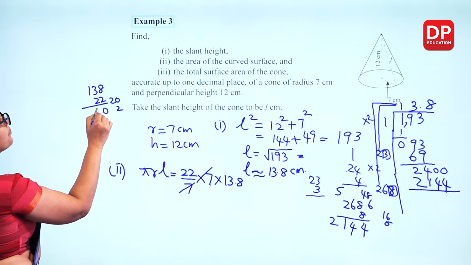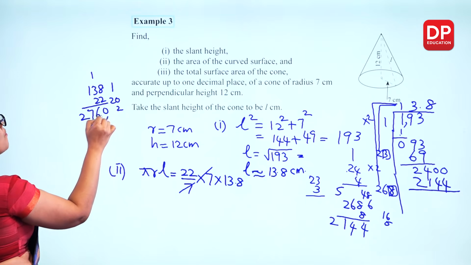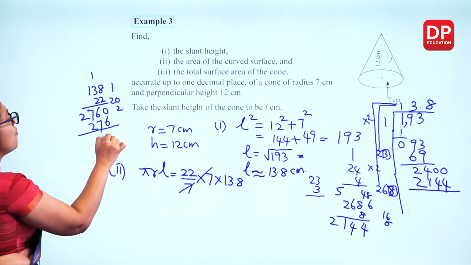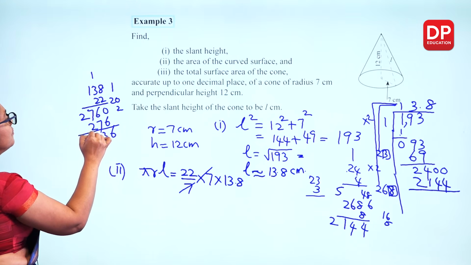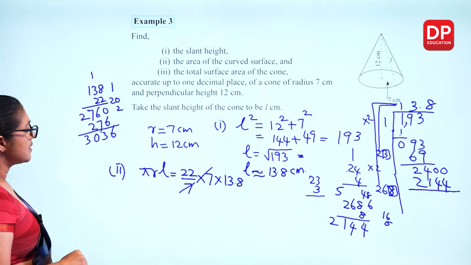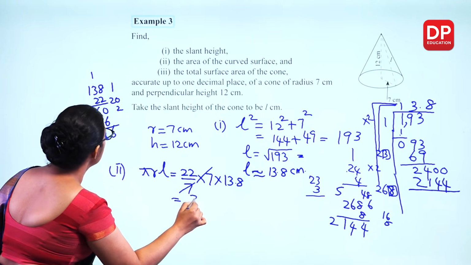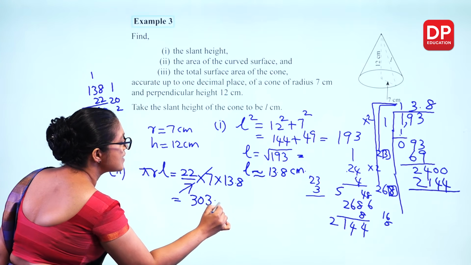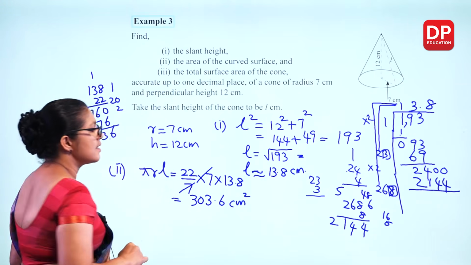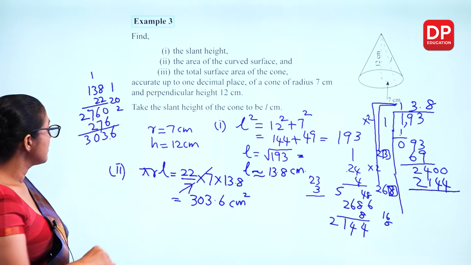20 and 2. 2 times 8, 16. 1. 2 times 3, 6 plus 1, 7. 2 times 1, 2. When you add it together, 3036. Then when you put a decimal point, you get 303.6. This is a surface area, so the units are centimeters squared.